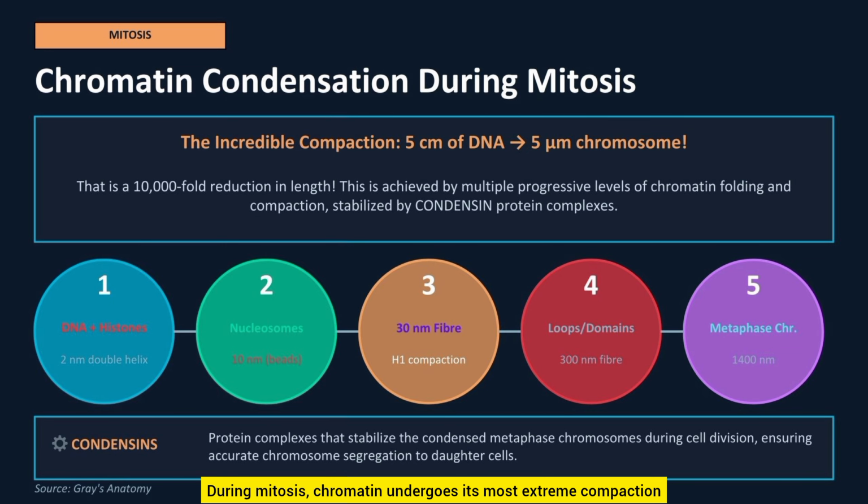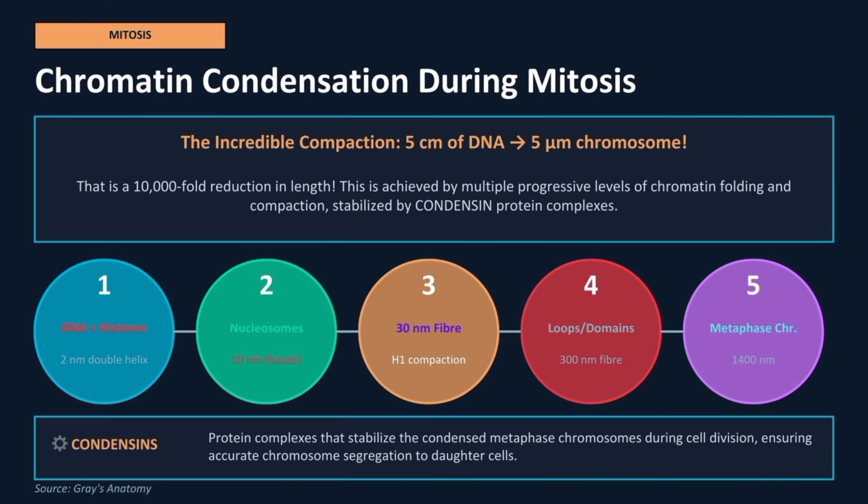Finally, what happens during cell division? During mitosis, chromatin undergoes its most extreme compaction. Through multiple progressive levels of folding, 5 centimeters of chromosomal DNA is compacted 10,000-fold into a metaphase chromosome just 5 micrometers long. This is stabilized by protein complexes called condensins, which are essential for forming and maintaining the condensed mitotic chromosomes and ensuring accurate segregation into daughter cells. Remember the hierarchy: DNA, nucleosome, 30 nanometers fiber, loops, metaphase chromosome.